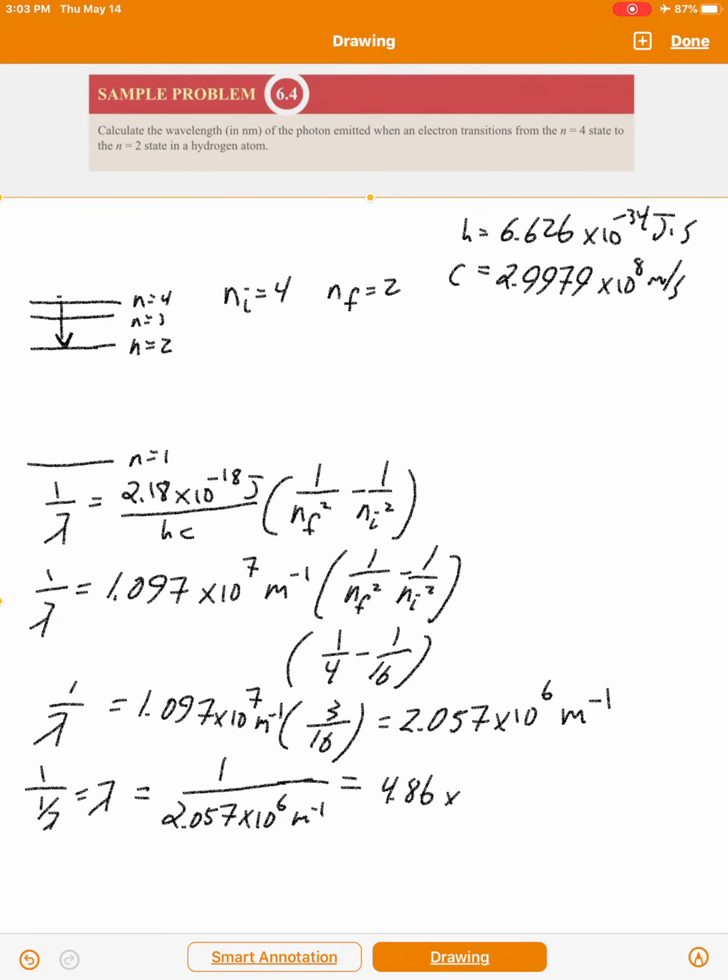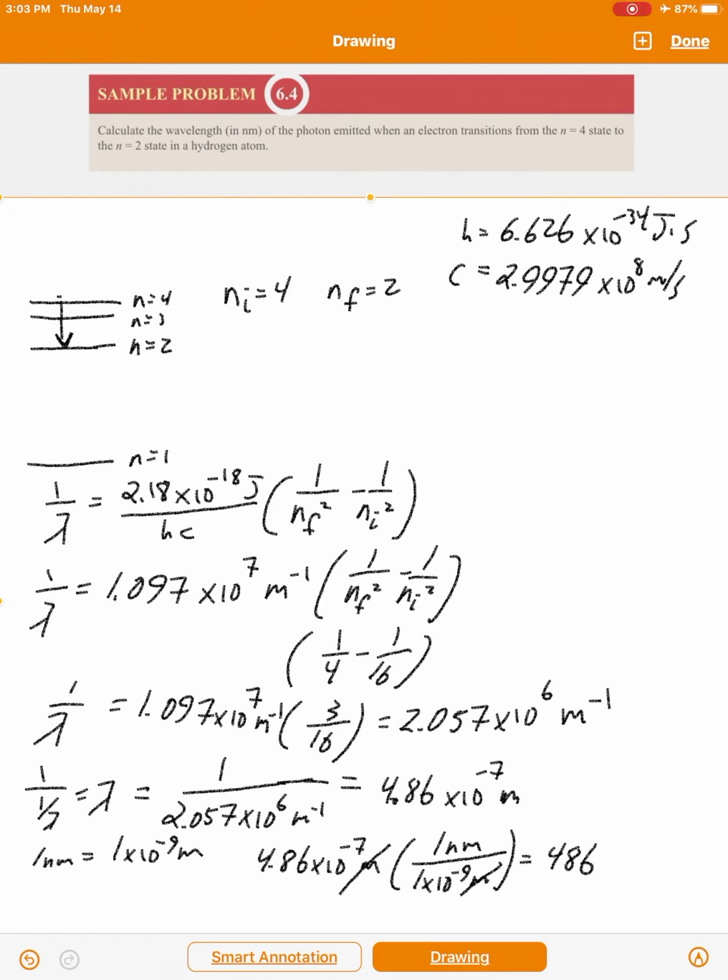Now, the question asks for nanometers, so let's do the conversion. 1 nanometer is 1 times 10 to the minus 9 meters. So if we have 4.86 times 10 to the minus 7 meters, we're going to multiply that by 1 nanometer divided by 1 times 10 to the minus 9 meters, meters cancel, and you'll get 486. You get 4.86 times 10 to the 2. That's 486 nanometers, or 4.86 times 10 to the 2 nanometers.